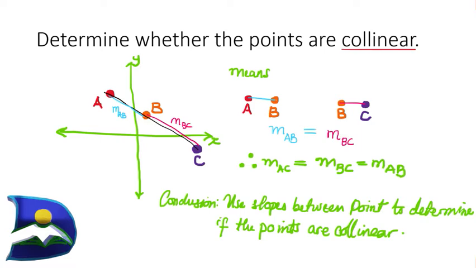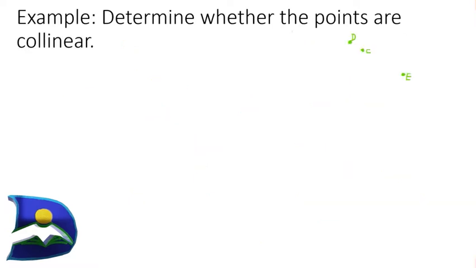Now if you find that the slope AB is not equal to the slope BC, that means the points are not collinear, which means they are not contained on a specific line. Let's apply this to a specific question, which has points C, D, and E. C has coordinates -9, 1, D is -12, 3, and E is 6, -9. We're asked to check whether these points are collinear.